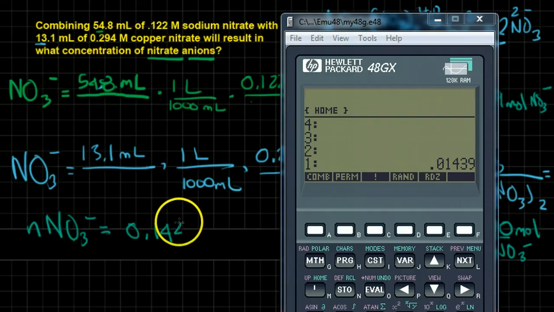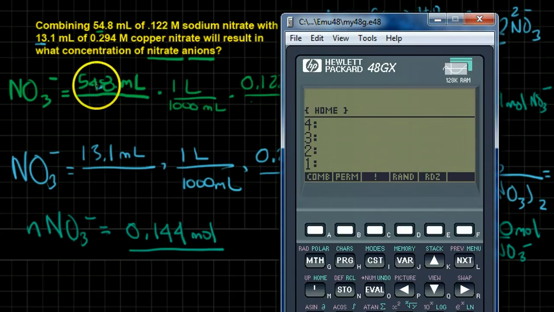Now, if you're doing this anywhere else, you would not round at every single step. It's just bad form. Moles. And that's going to be divided by the total volume. Okay, so let's figure out the total volume now. We've got 54.8 milliliters, and we've got 13.1 milliliters, and we're going to add those together. And that gives us 67.9 divided by 1,000 to put it in liters.